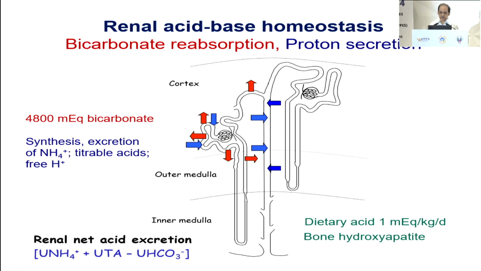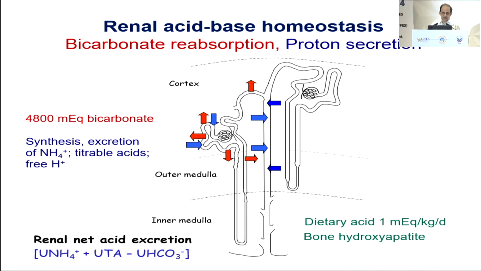Now the function of the kidney or the nephron is chiefly two. One is to filter the almost 5,000 milliequivalents of bicarbonate that is being filtered every day by the glomerulus. This is being done chiefly by the proximal tubules. And the second is to neutralize the acid that is being made every day in the body through dietary acid as well as the hydroxyapatite that's being laid down, particularly in children. And the entire nephron, but chiefly the distal tubule, is involved in being able to secrete the acid.